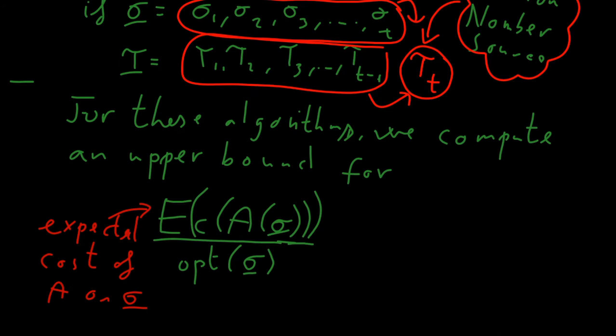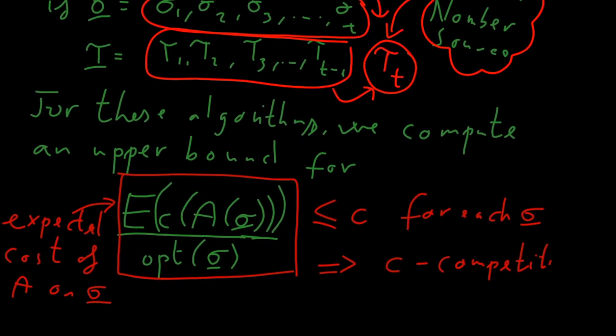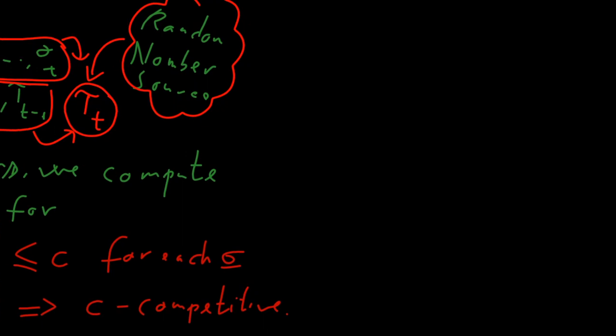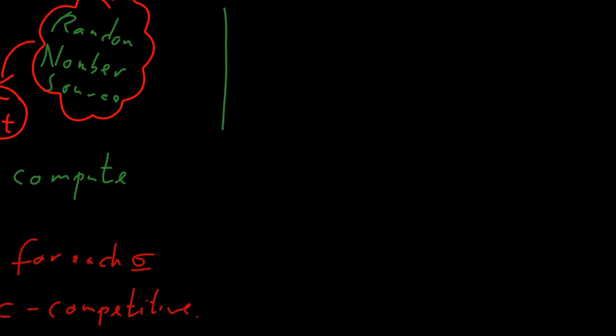And of course, if this fraction is smaller than or equal to some number c for each possible sigma, then we say that the algorithm is c-competitive. Now let's just try an example for this, because this is a bit more abstract than it should be. And of course we'll just check the ski rental algorithm.